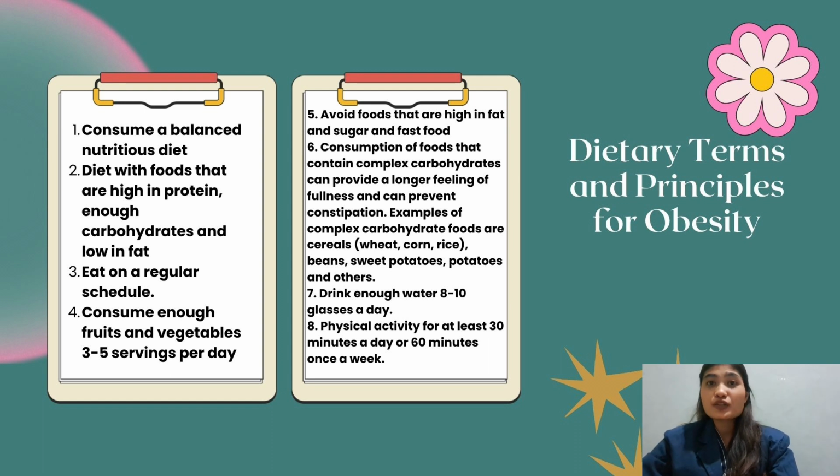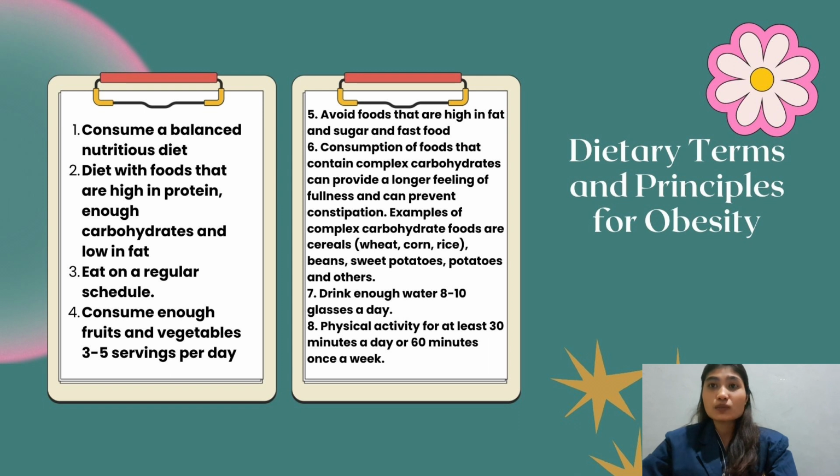Dietary terms and principles for obesity. First, consume a balanced nutrition diet. Second, a diet with foods that are high in protein, enough carbohydrates, and low in fat. Third, eat on a regular schedule. Fourth, consume enough fruits and vegetables, 3 to 5 servings per day. Avoid foods that are high in fat and sugar, and fast foods.